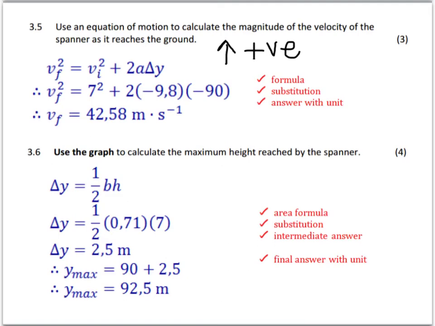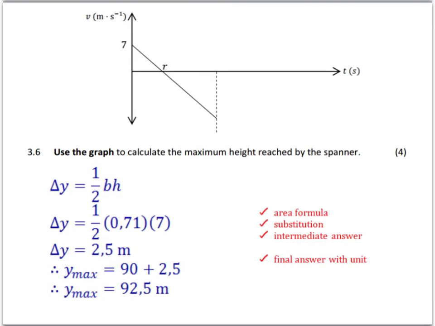Pulling in the graph we need, the relevant area you can see shaded over here. The area for a triangle is half base times height. In this particular case, the base is time r that we've just found, and the height is the initial speed of 7 meters per second. Performing the calculation tells us that delta y, or the vertical displacement, was 2.5 meters. This gets you 3 out of your 4 marks.